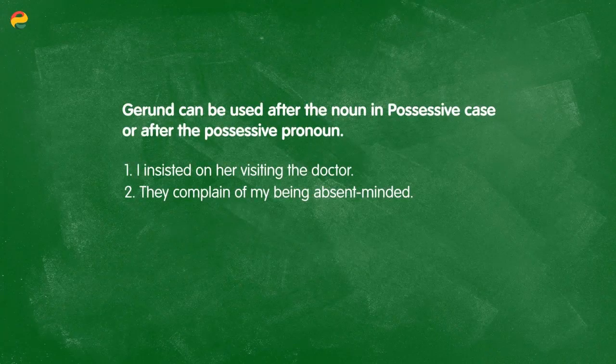Now, finally, I'd like to bring your attention to the fact that gerunds can be used following nouns in the possessive case, or following possessive pronouns. Now, let's see some examples of this to show you how it works. I insisted on her visiting the doctor. They complain of my being absent-minded. Here, we're using it to talk about actions or qualities that someone else owns, my or ourselves own. My being late, on her visiting.